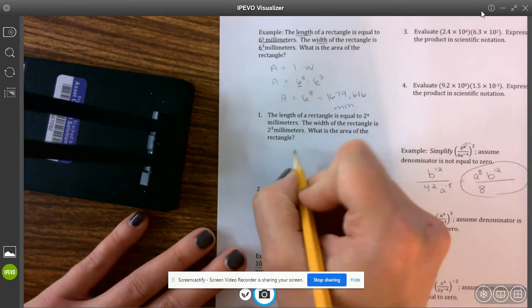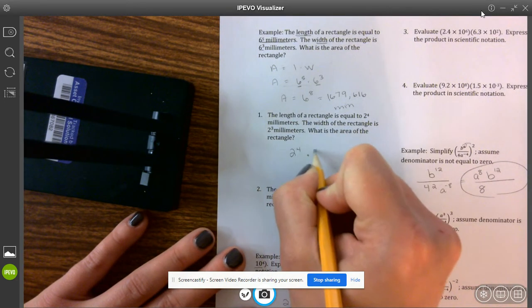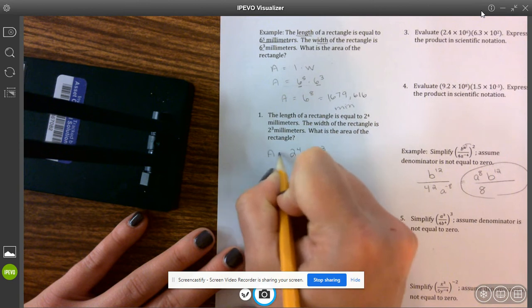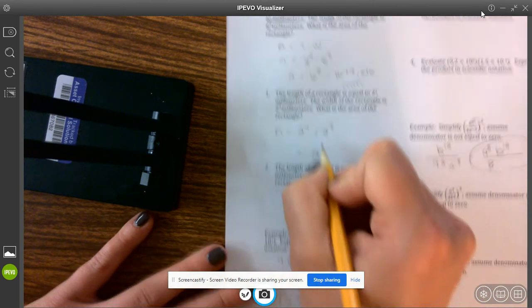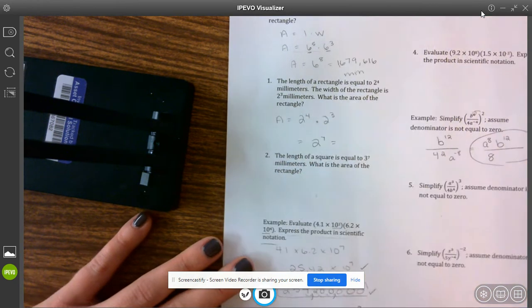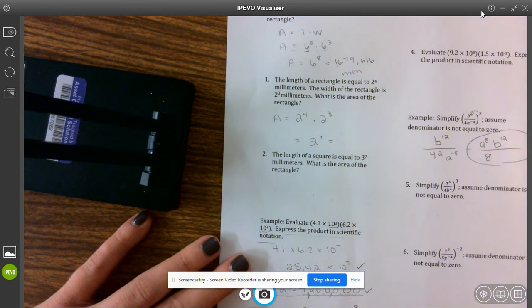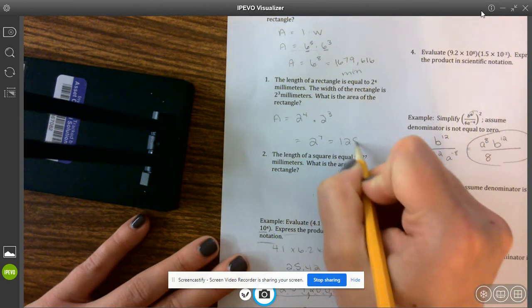The length of a rectangle is 2 to the 4th. The width is 2 to the 3rd. What's the area? Multiply them together. 2 to the 7th, which is 128 millimeters.